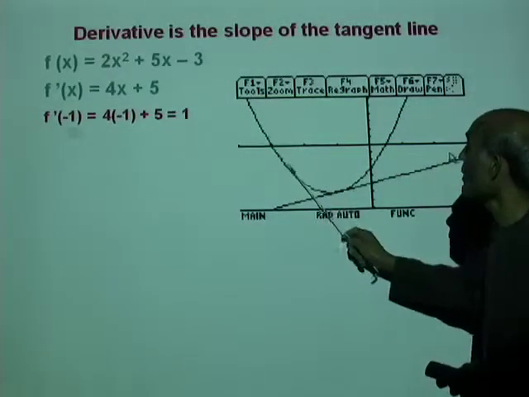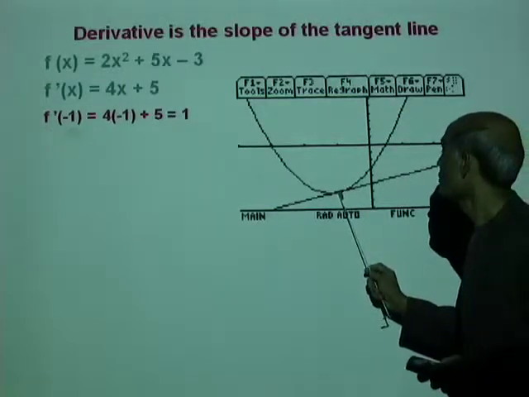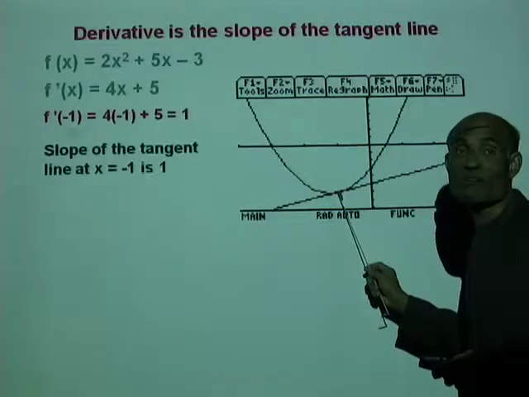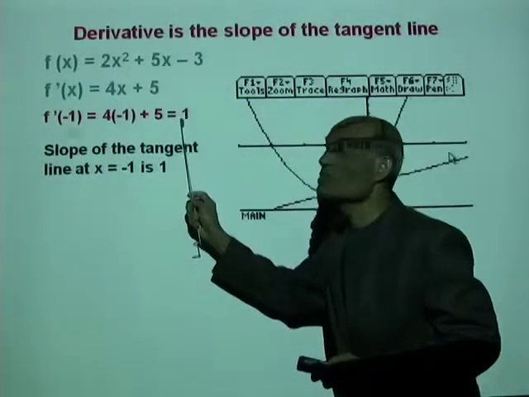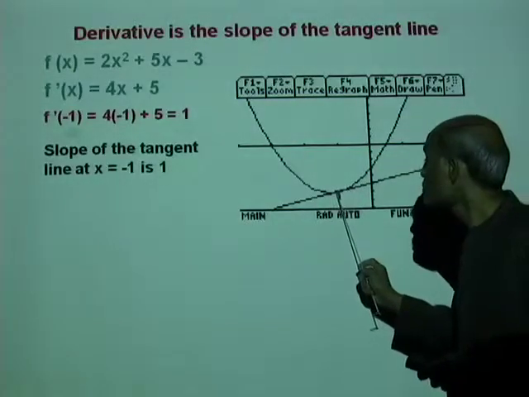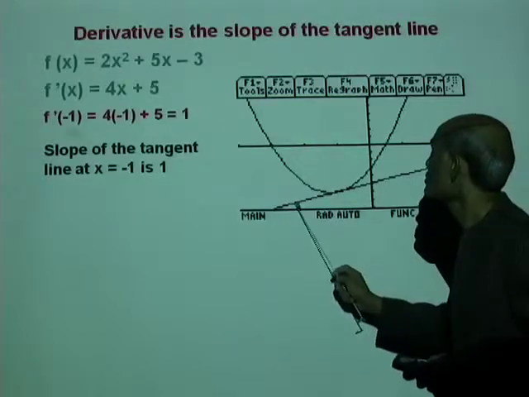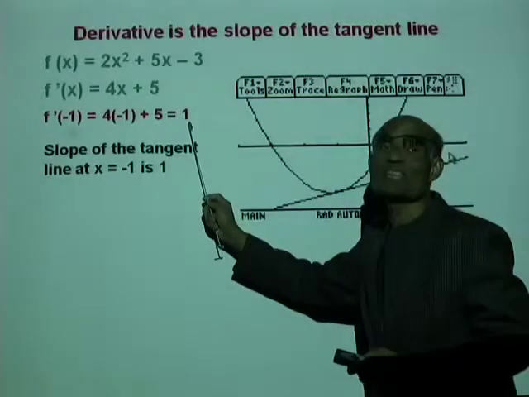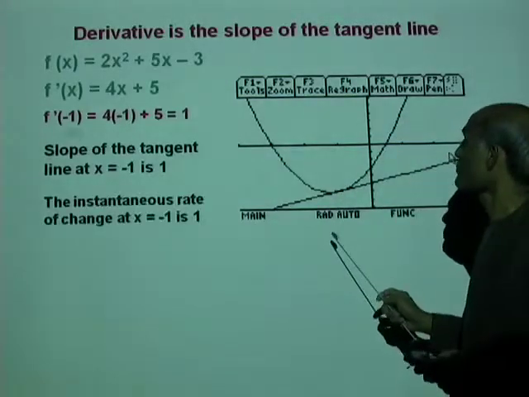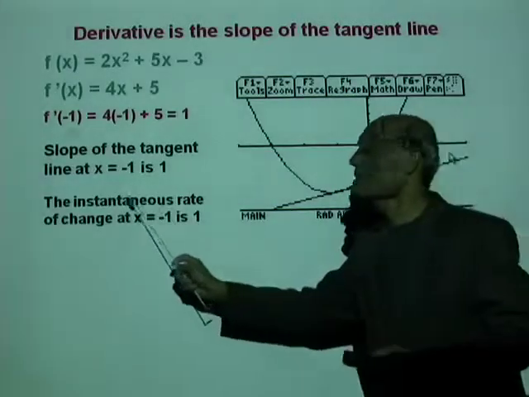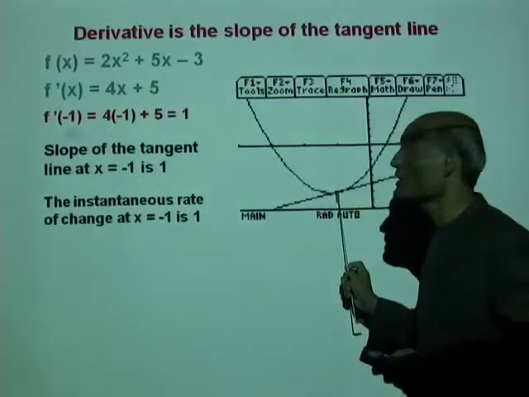This is the graph of 2x squared plus 5x minus 3. And here, this is x equal to negative 1. And f prime of negative 1 equal to 1 means the slope of the tangent line at that instant. Look at that slope. The slope of this tangent line is 1. So the slope of the tangent line at x equal to negative 1 is 1, means the instantaneous rate of change at this point is 1.